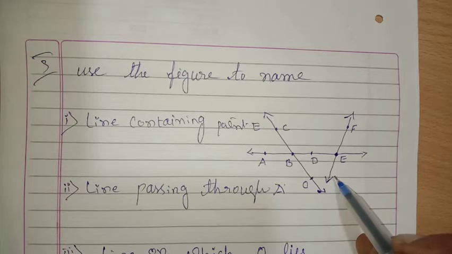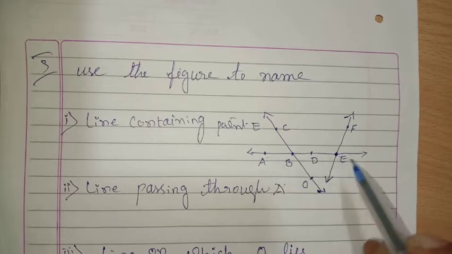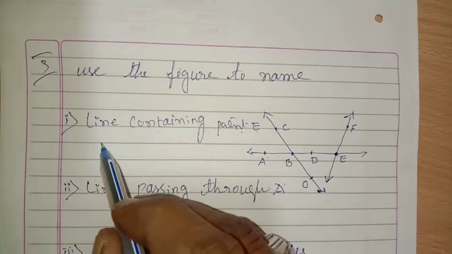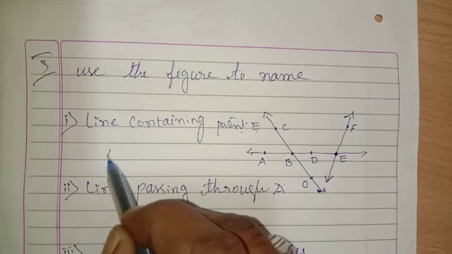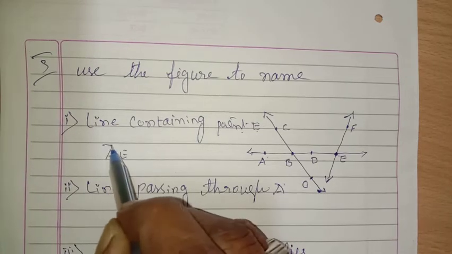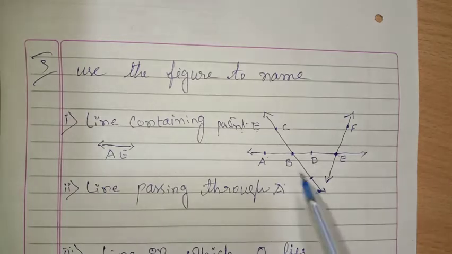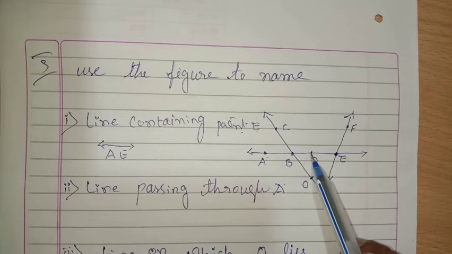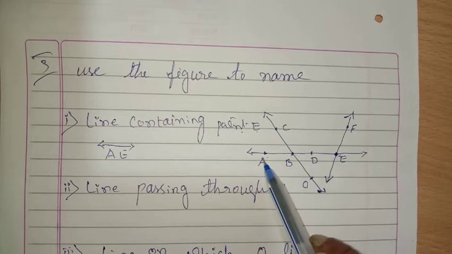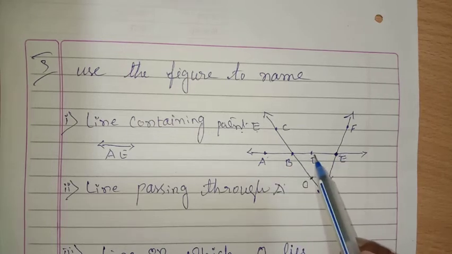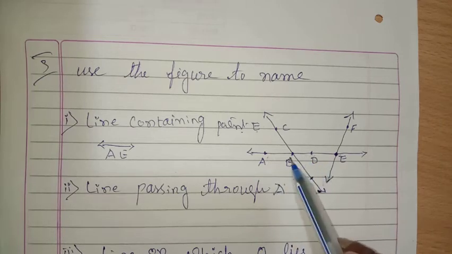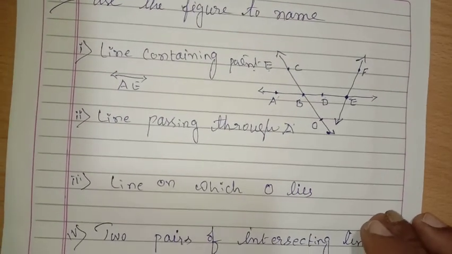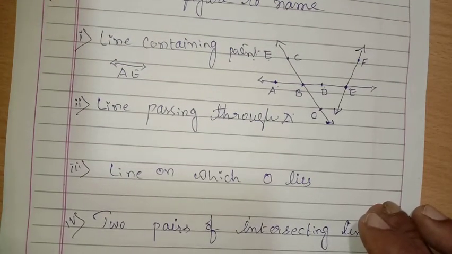So many answers are possible. One answer is AE. Containing point E. So AE is the line showing arrow mark on both sides. AE is the line. BE is the line. DE is the line. EA is the line. EB is the line. ED is the line. DA is the line. DB is also a line. So many lines are there. So now write only one line, a line at point E.